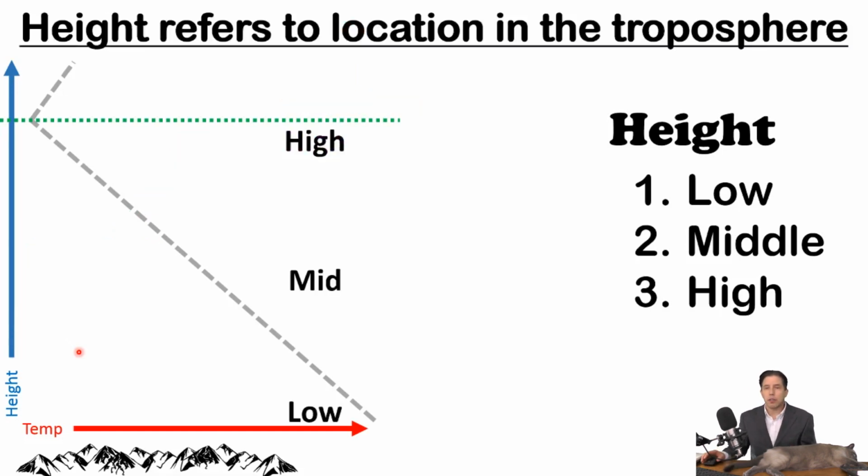But high, middle, and low depends on where you are in this layer. A low cloud is near the bottom. Doesn't mean it's at the actual surface. It's not touching the ground. But low clouds are down here, middle clouds, and then high clouds are up near the top of the troposphere.